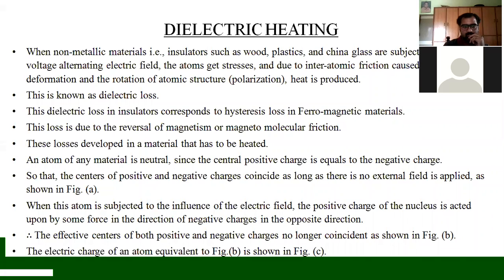That heat loss is nothing but your dielectric loss. So compared to the ferromagnetic materials and the insulators, the loss which occurs in the insulators is known as dielectric loss, the same as the hysteresis loss which occurs in the ferromagnetic materials. This hysteresis loss always depends upon the frequency of your supply.